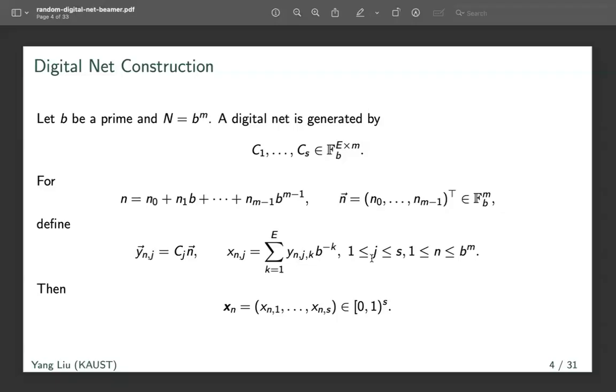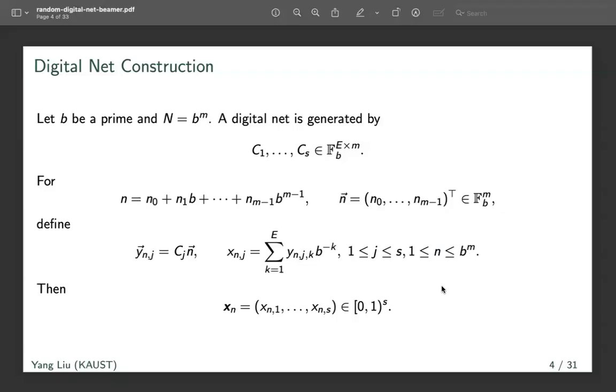j is from 1 to s, and n can be from 1 to b to the m, but here I think this should be from 0 to b to the power m minus 1. And then we get this quadrature point in this digital net.